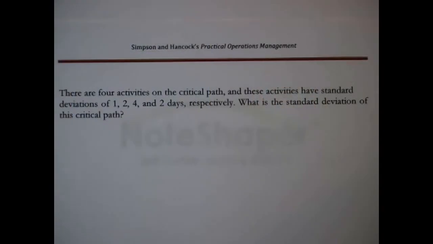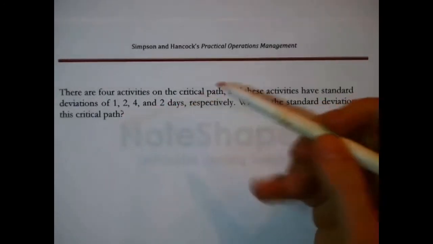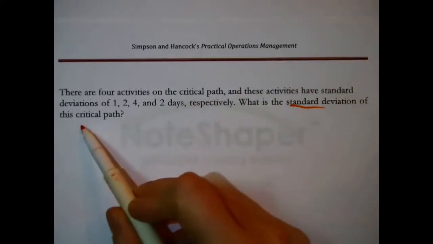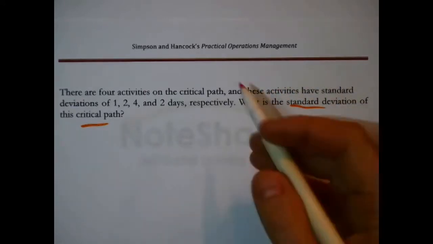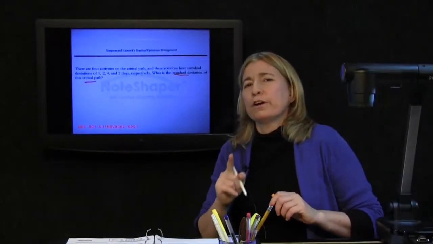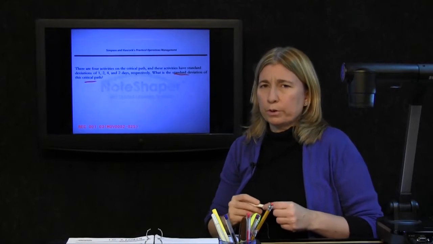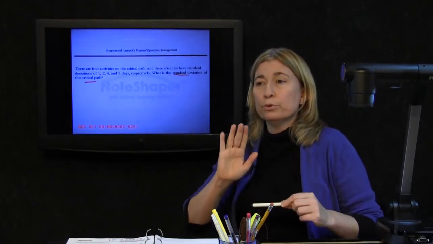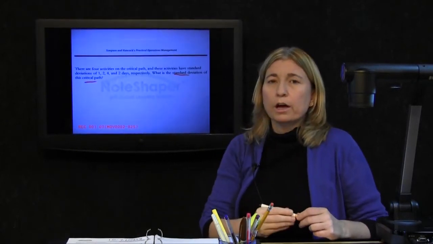There are 4 activities on the critical path, and these activities have standard deviations of 1, 2, 4, and 2 days respectively. What's the standard deviation of the critical path? Now, there's actually something fairly tricky about this question, but not if you take it in steps.